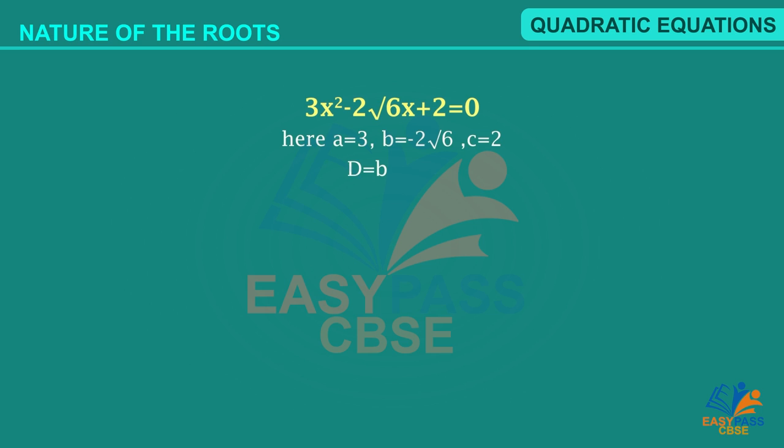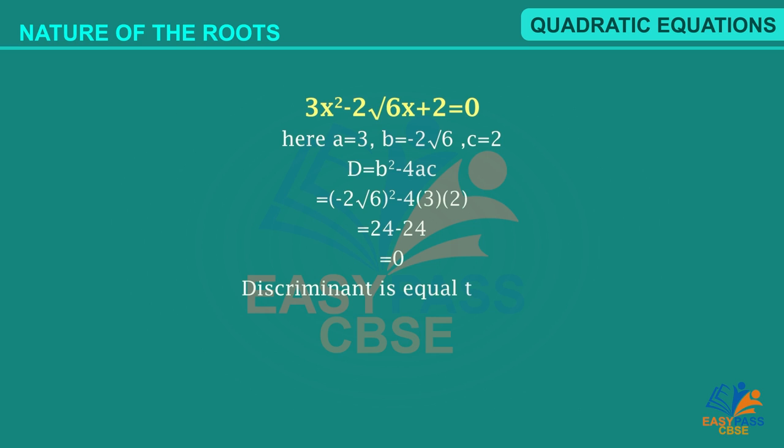Determine the discriminant: d = b square minus 4ac = (minus 2 root 6) whole square minus 4 times 3 times 2, which is 24 minus 24 = 0. Here also the discriminant is 0, therefore the roots are real and equal.